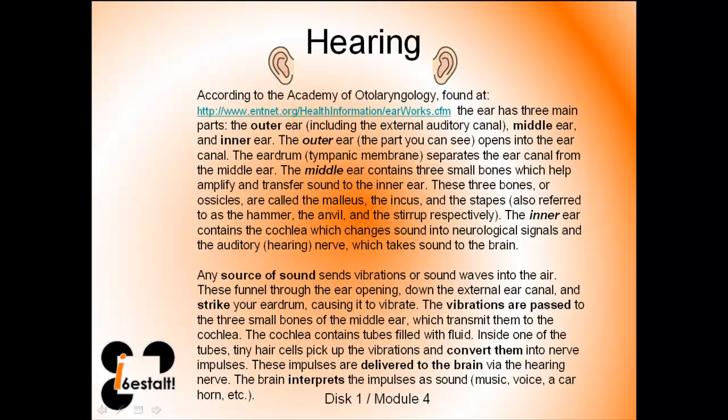These three bones, or ossicles, they're called the malleus, the incus, and the stapes, also referred to as a hammer, anvil, and stirrup, respectively, and you'll see why. The inner ear contains the cochlea, which changes sound into neurological signals, and the auditory or hearing nerve, which takes the sound to the brain.